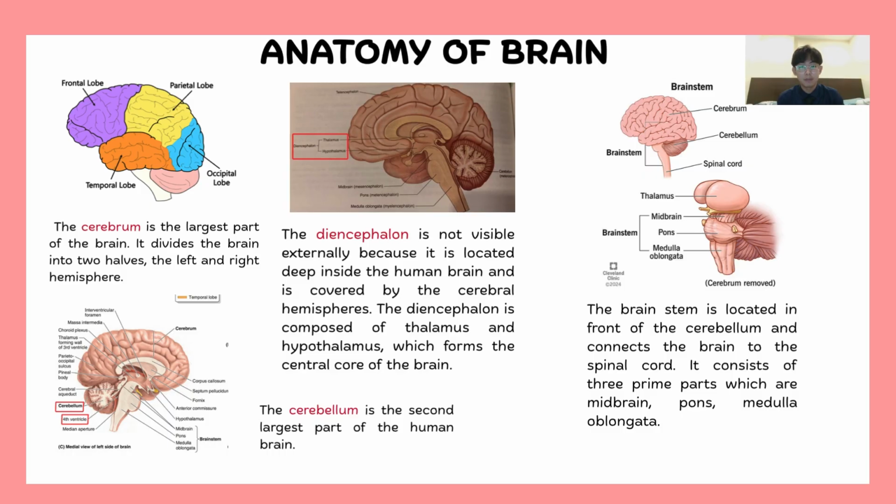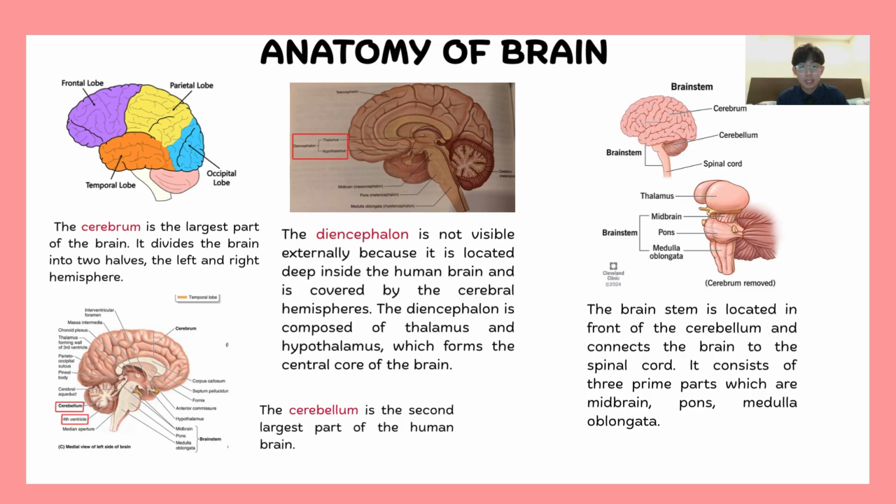The next part of the brain is the diencephalon. It is not visible externally because it is located deep inside the human brain and is covered by the cerebral hemispheres. It is composed of the thalamus and hypothalamus. The thalamus is located superiorly to the hypothalamus, and the hypothalamus is located inferiorly to the thalamus.